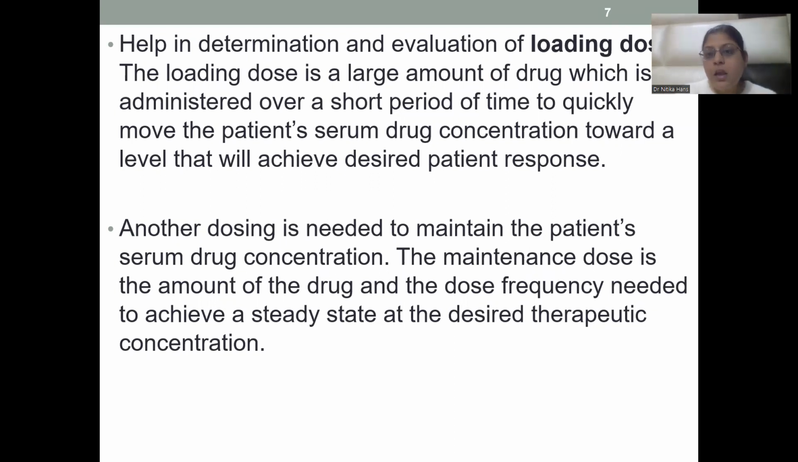Means we give a large amount of dose at one time only. So it will produce the drug levels in the body that will produce the clinical response in the patient. Another dosing can be needed to maintain the patient's serum concentration. The maintenance dose is the amount of the drug and dose frequency needed to achieve a steady state at the desired therapeutic concentration.